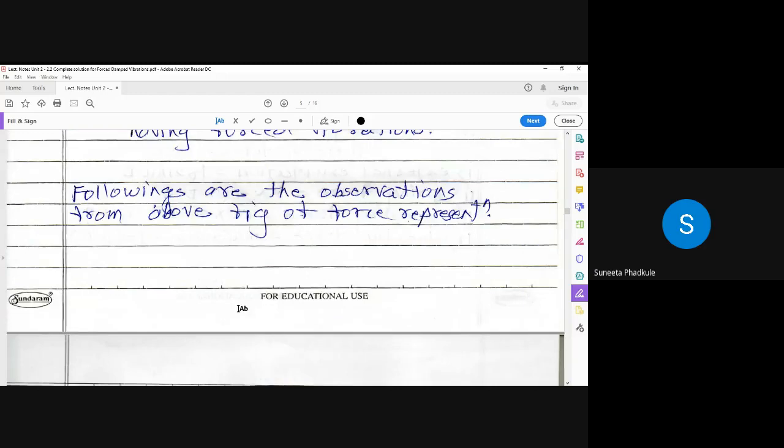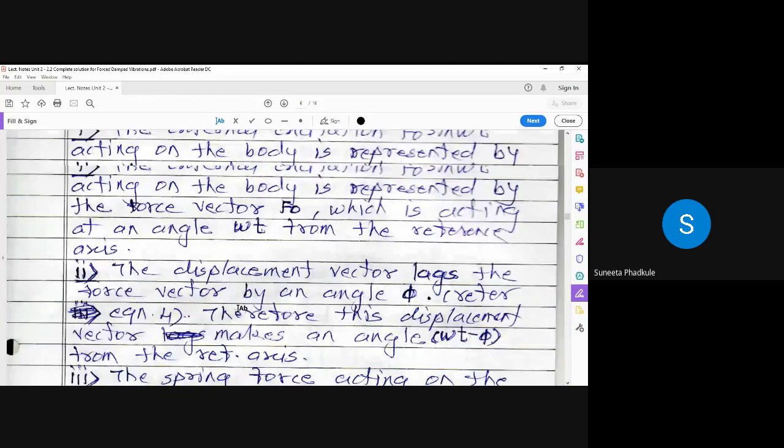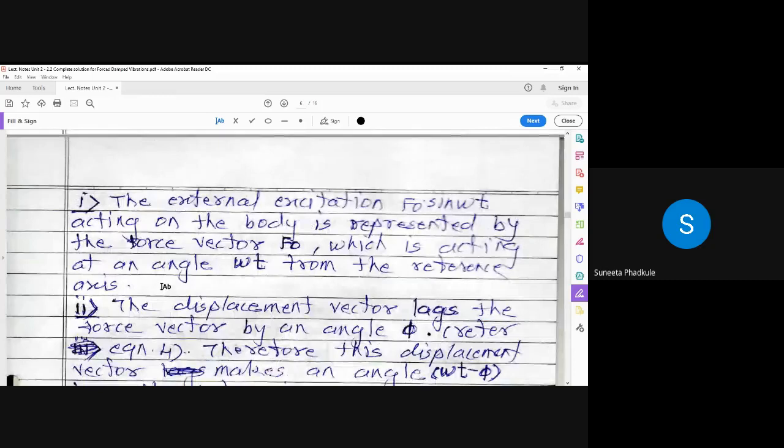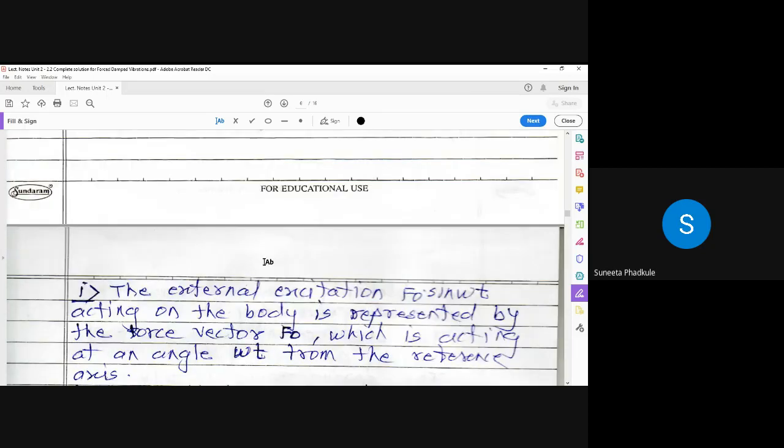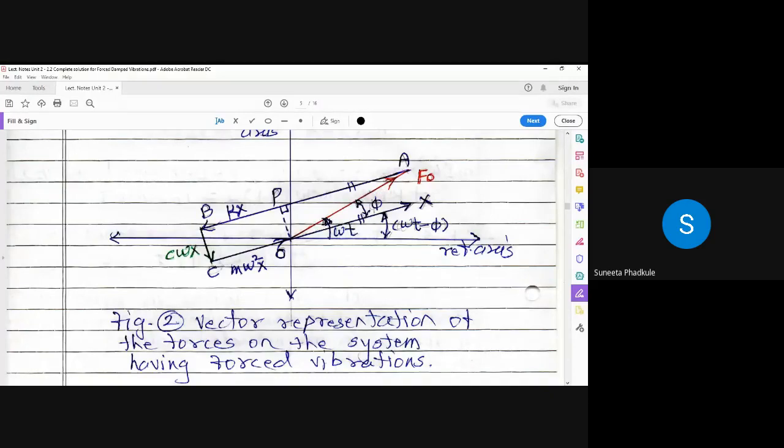Now let us analyze. What is the observation from this vector diagram? First observation: the external excitation FO sine omega t acting on the body is represented by the force vector FO, which is acting at an angle omega t with the reference axis. See, this is omega t. So I have drawn FO making angle omega t.